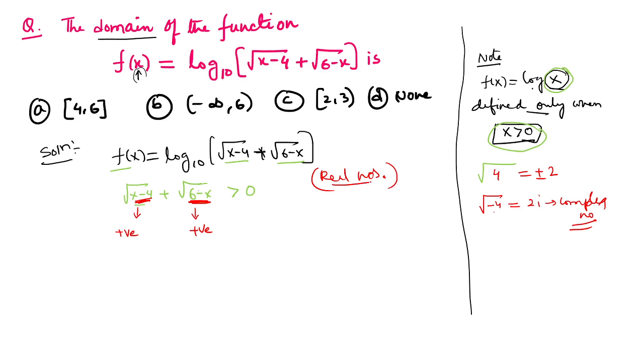So under root of something is defined only for real numbers when the quantity under the root is greater than or equal to 0, right? Because under root of 0 is 0, which is defined. So x minus 4 should be greater than or equal to 0, and 6 minus x should be greater than or equal to 0. Solve this.